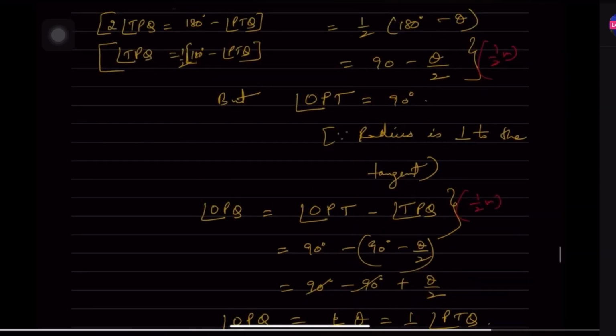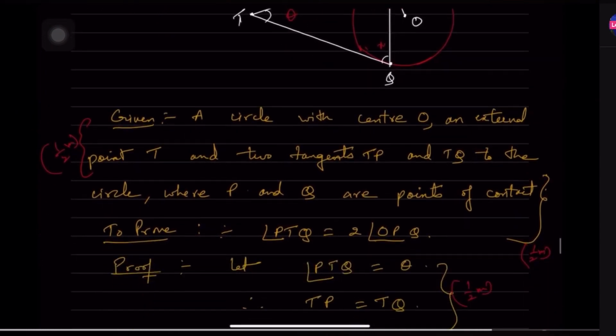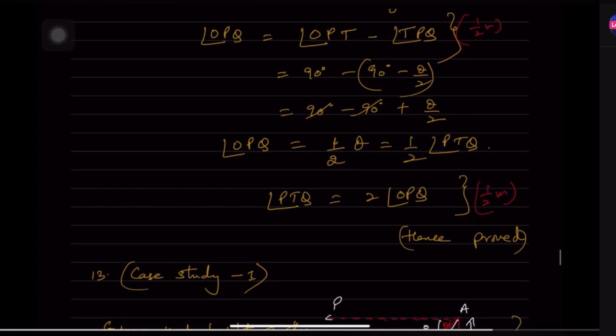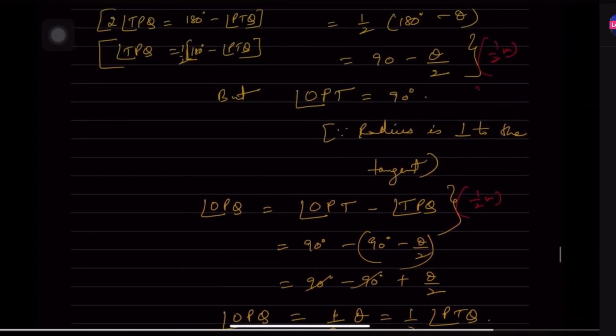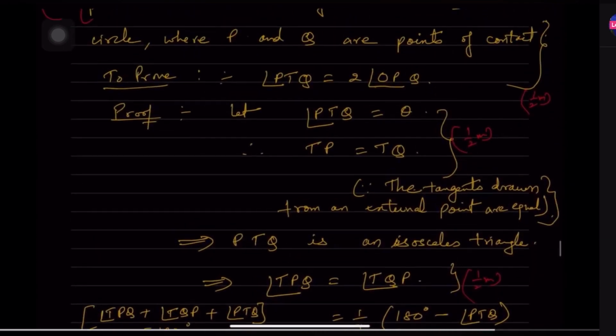Hence proved. So having here 1, 2, 3 and, so totally half mark. We are having 4 marks for this. 1, 2, 3 and 4.